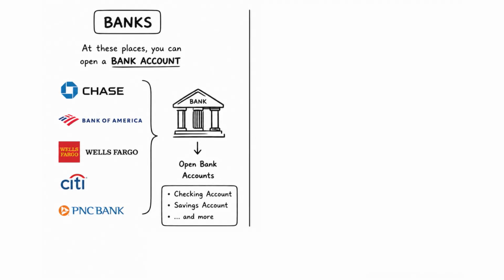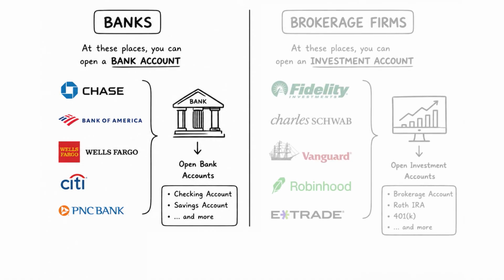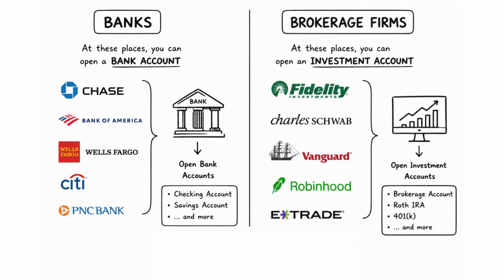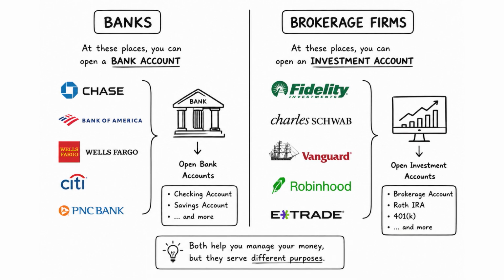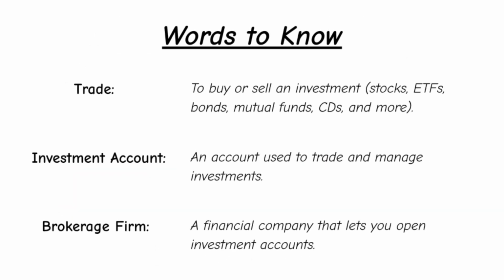For banks, you have big companies like Chase, Wells Fargo, Citi, all places you can open up your bank accounts. For investing, you have big companies like Charles Schwab, Fidelity, Vanguard, and just like each one of these banks offers checking and savings accounts, each one of these brokerage firms offers different types of investing accounts. And brokerage firms are just what we call those companies that allow you to open up investment accounts.